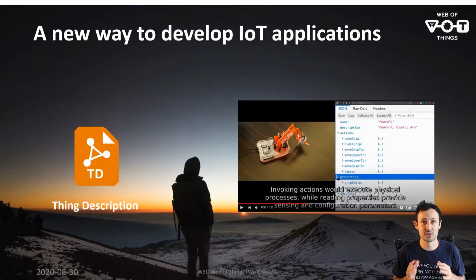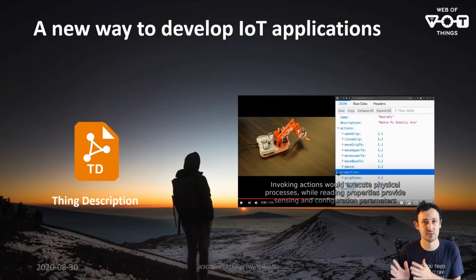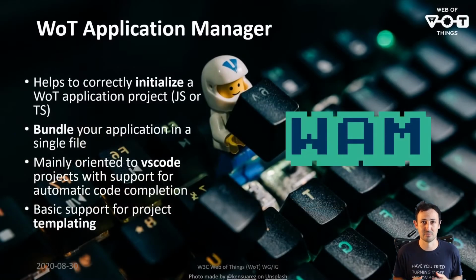So, before continuing, I encourage you to watch this great tutorial by Egil Korkran, where you will learn the philosophy of the Web of Things and its main building block, the thing description. Briefly, the thing description is a file where humans and machine can learn how to interact with a physical or a virtual device. So let's talk about WOT Application Manager.